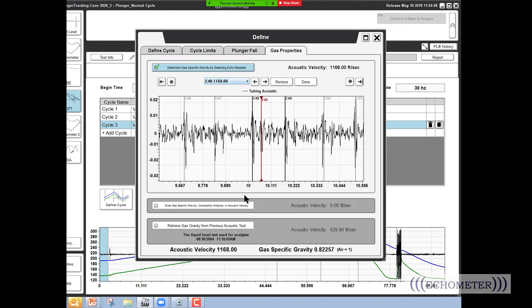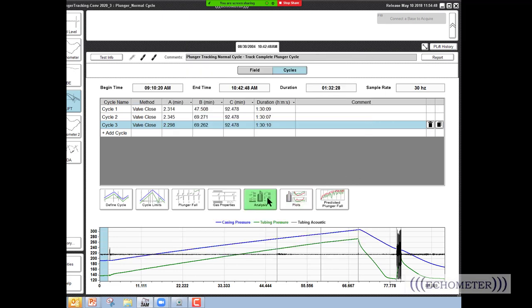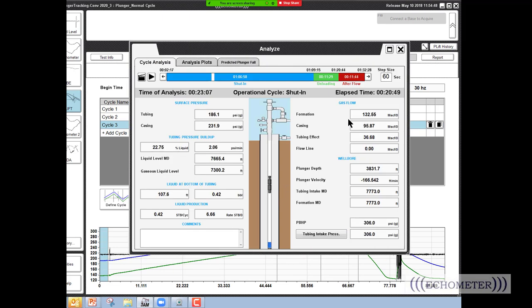And now the acoustic velocity in this gas is about 0.82. It's a little bit less than that, but I can pick another one, average them out. But this is an example of round-trip travel time to the depth, and that gives us the gas gravity. Once we have the gas gravity in the well, we can go into the analysis of the data. And so here's our analysis of the well.